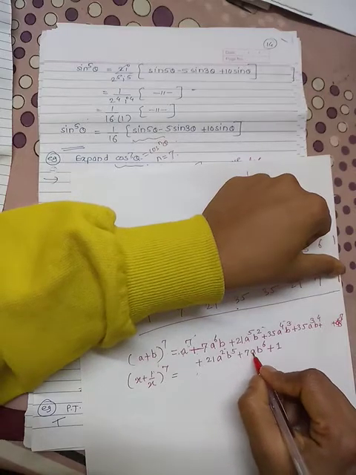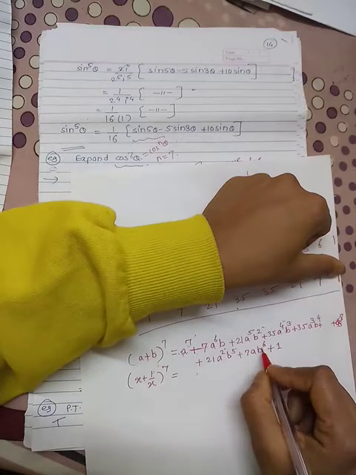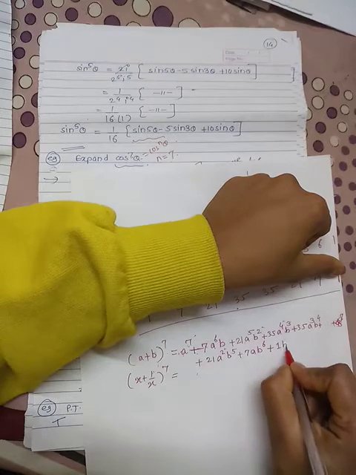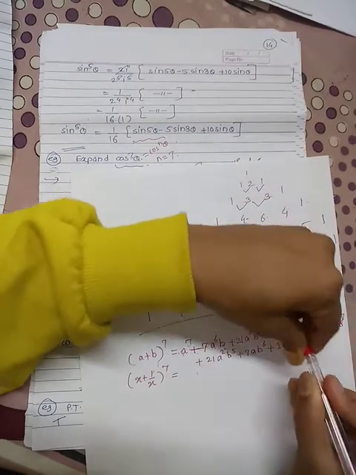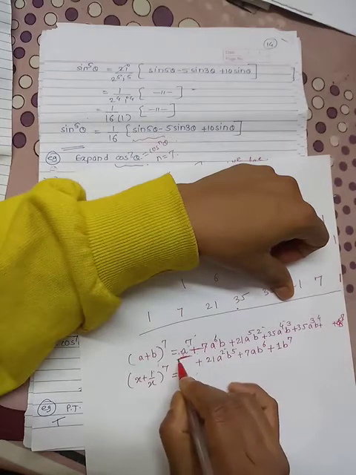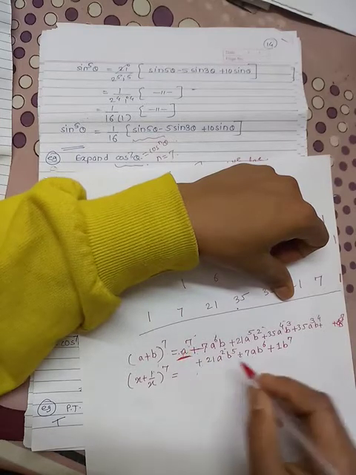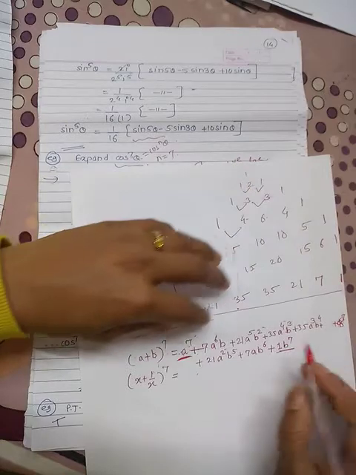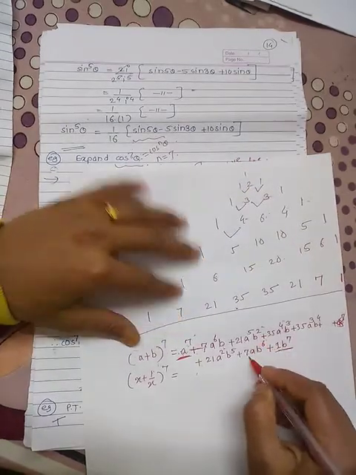the power of a is completed, then increase the power, b raised to 7. So this is your last term. So you can see the first term is a raised to 7 and the last term is b raised to 7. So this is your expansion.